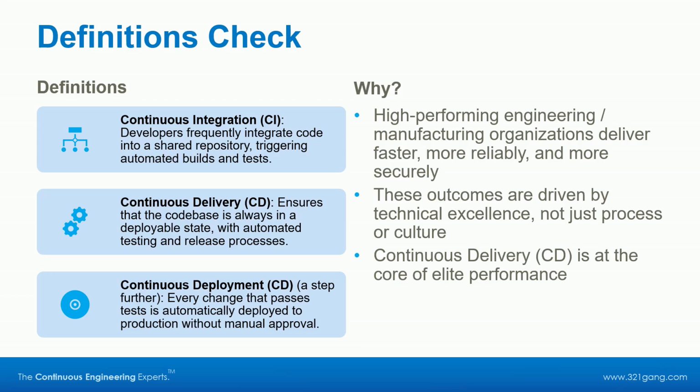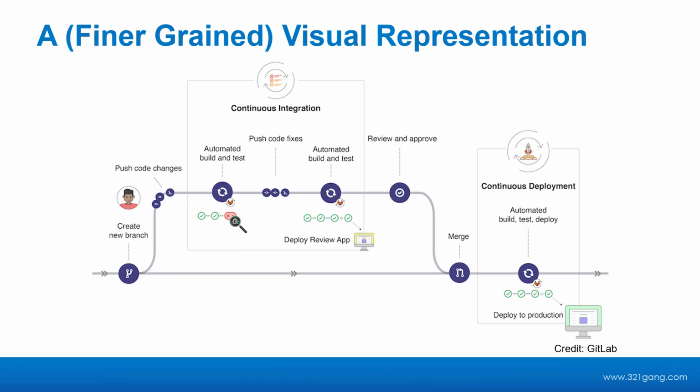So, why does any of this matter? Because the best teams deliver faster, more reliably, and with fewer failures. And they don't get there by accident. They get there through technical excellence, supported by automation, measurement, and culture. CI/CD is the foundation of that excellence.